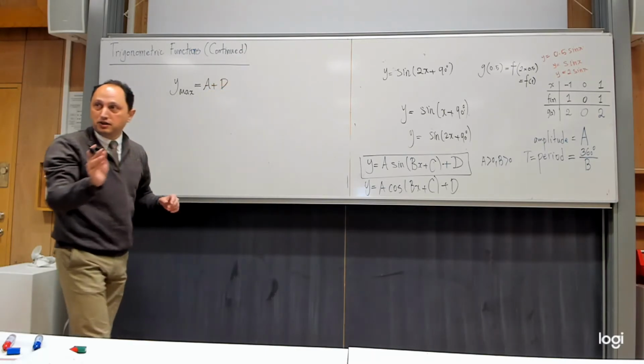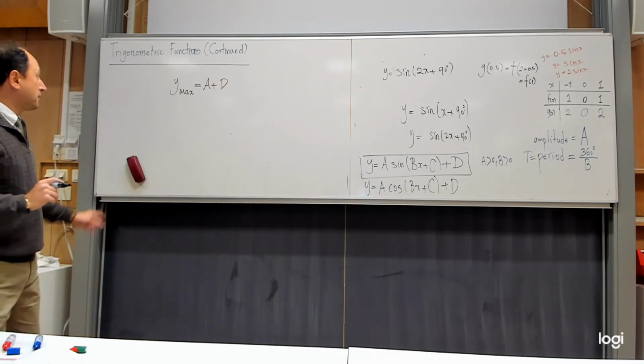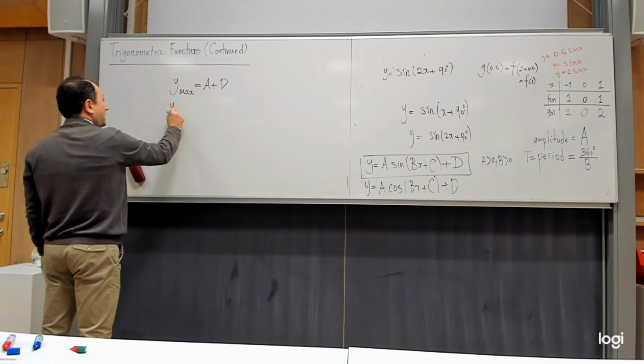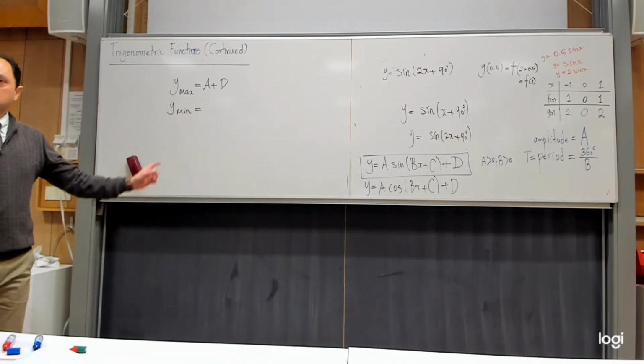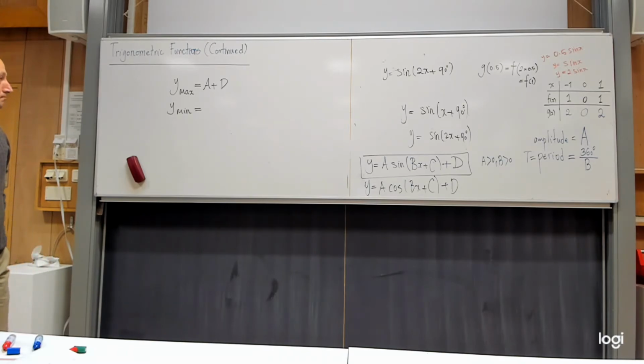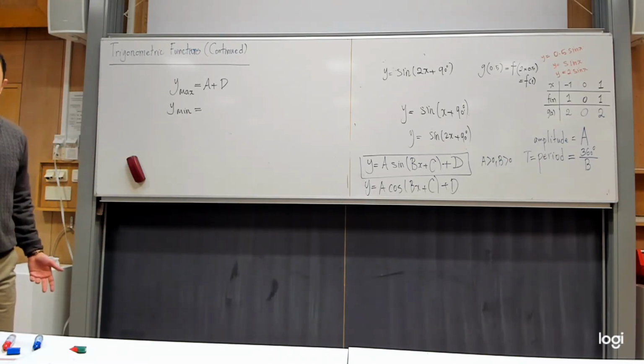So what was your name, sorry? Mariana. Maria, okay. What is the minimum value for y? Minus a plus d, yes? Because the minimum value of sine is minus 1.